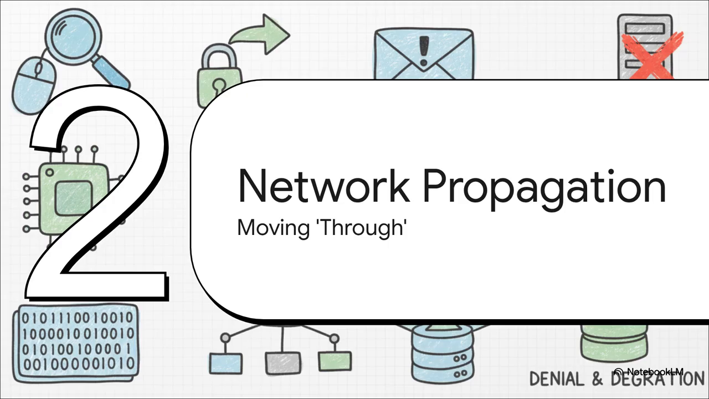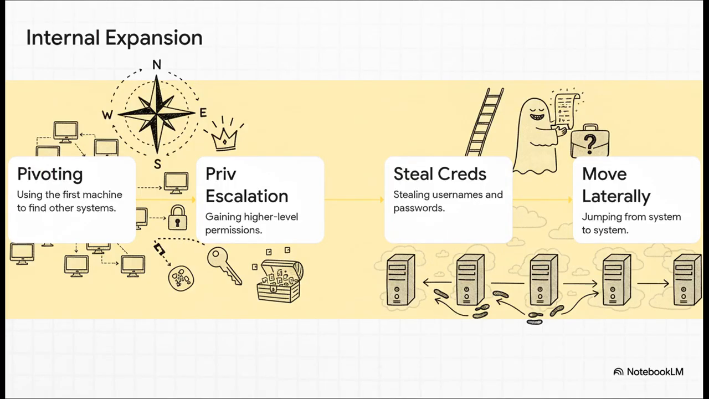They have to move through the internal network to find the good stuff, what they're really after. This is what we call the network propagation or internal expansion phase. First, they use that machine they compromised to pivot and discover what else is on the network. Then, the goal becomes privilege escalation. They need to get more power, maybe become an administrator. How do they do that? Usually by finding and stealing credentials, like dumping passwords or logging keystrokes.